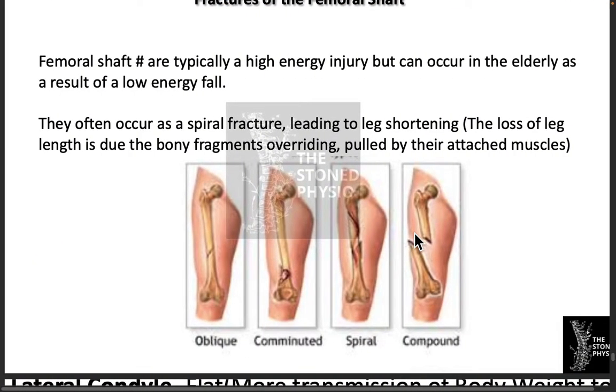It has to do with muscle attachment. We have the abductors attached to the proximal fragment, and because of their contraction, the proximal fragment will move more laterally. Because of the attachment of the adductors, the distal fragment will move more medially.